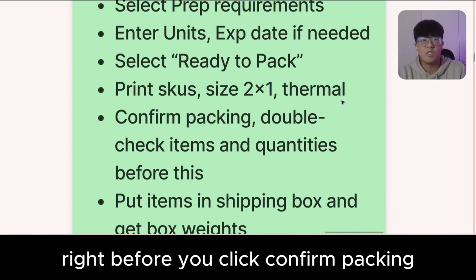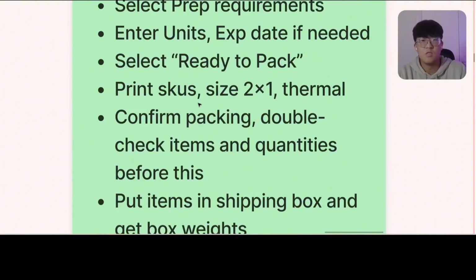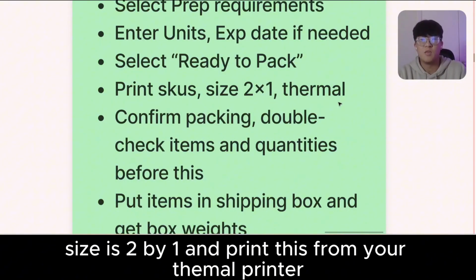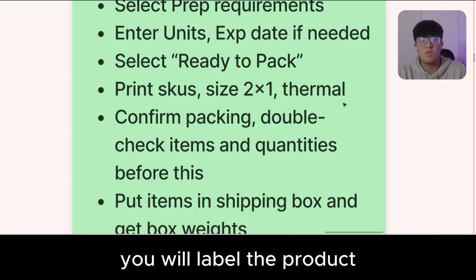Right before you click confirm packing, you should print out the SKUs. These are called the FN SKUs of the product. Size is 2x1, and print it from your thermal printer. After you print all the labels, you will label the product.